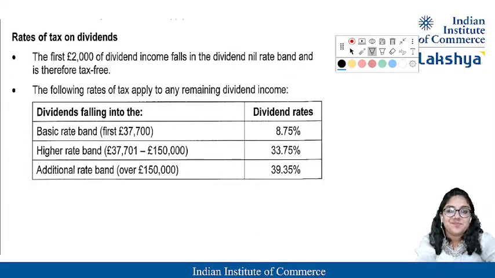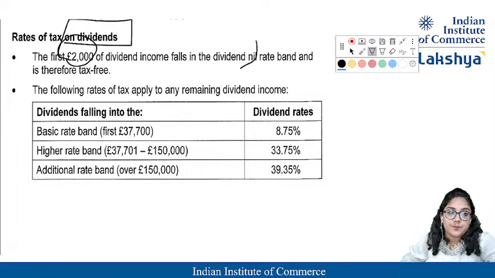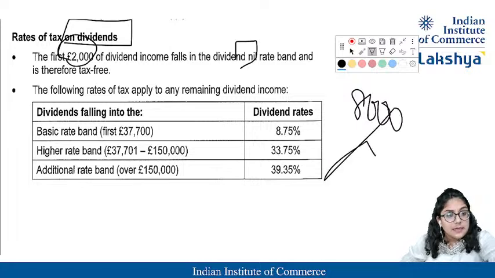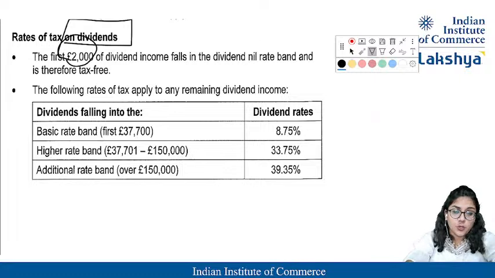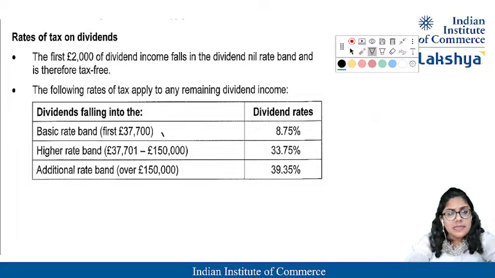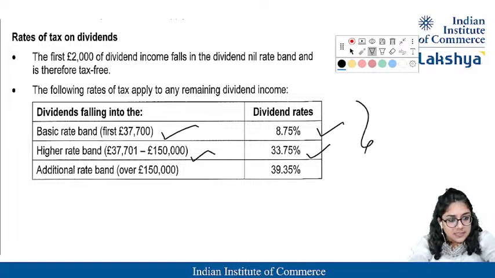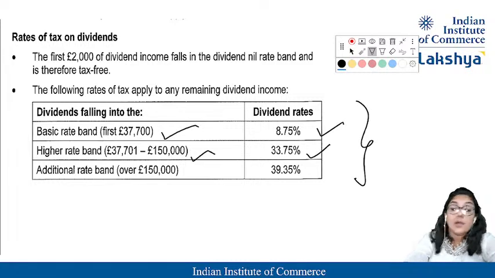Now when I go ahead to dividends guys, it's very simple. It's literally life saving. For the first 2,000 dividend, it will be 0. If you are getting 8,000 dividend, first 2,000 is 0, remaining 6,000 check whether your total income is in this band, then this percentage, this band, this percentage. See these things now. Memorize, knowing. You get it in the paper.